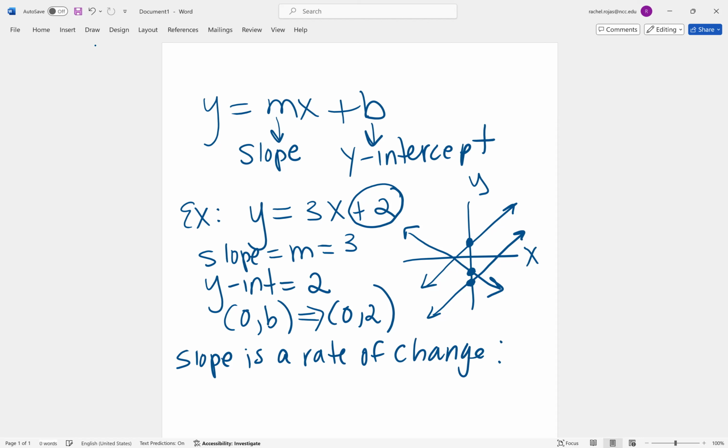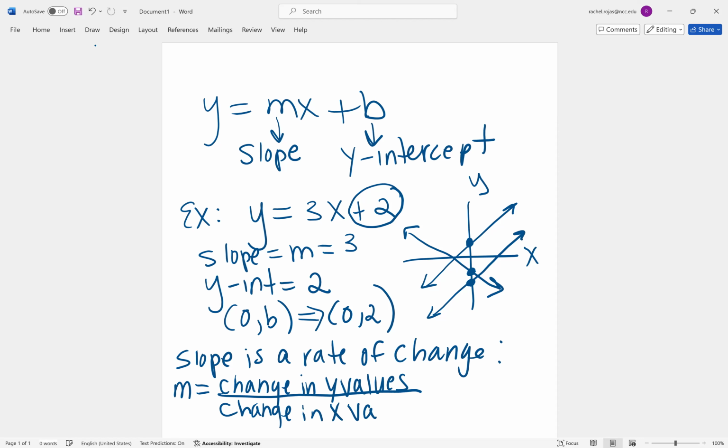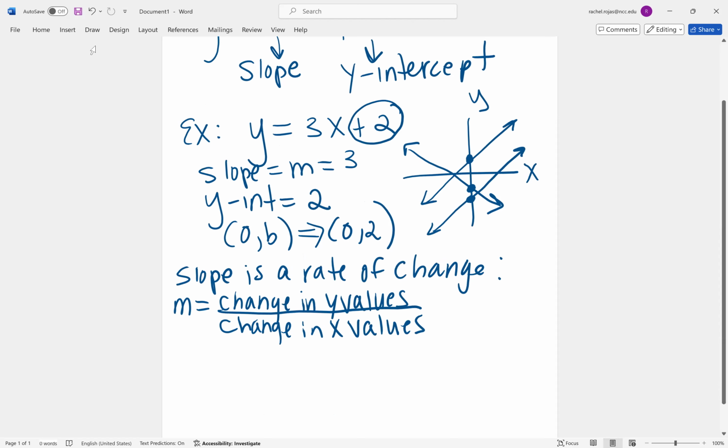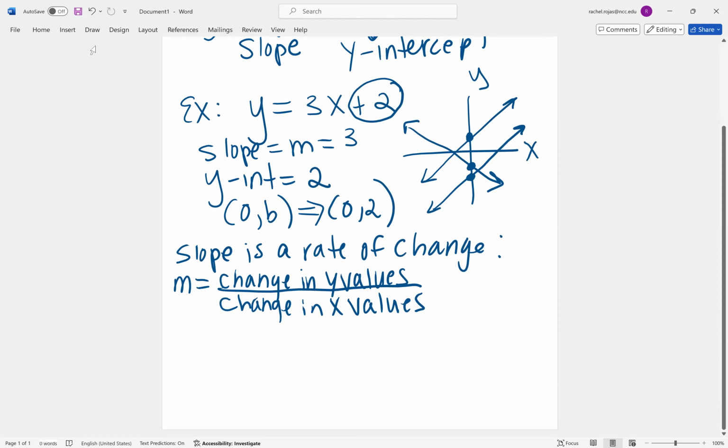It's specifically the change in the y values with respect to the change in the x values. So you always want to think of slope as a rate of change. Now in this case, my slope is equal to 3, but we want to think of it as a rate of change. So we want to think of it as a fraction.